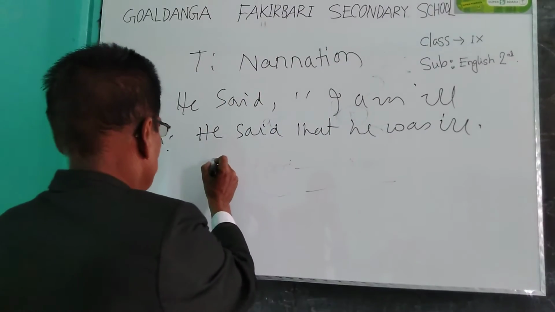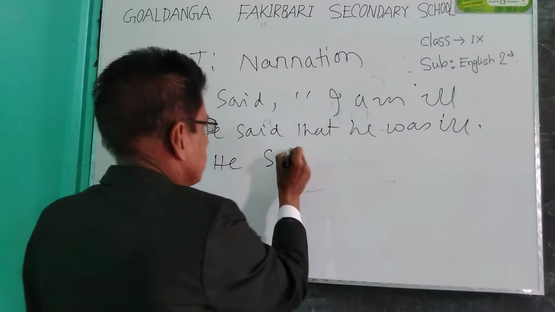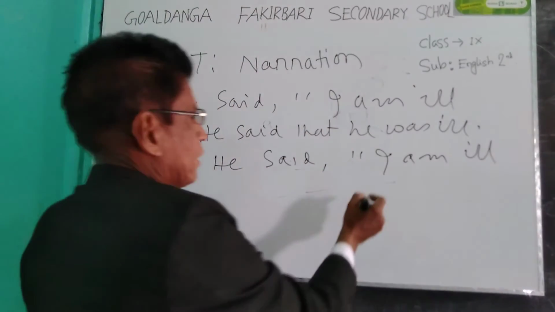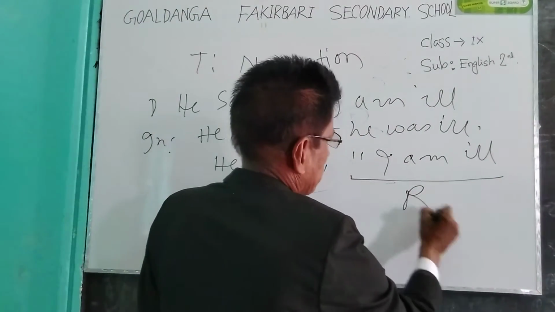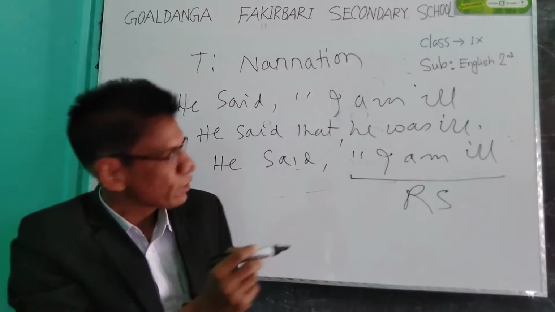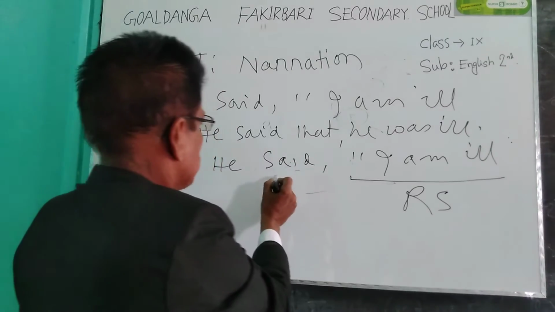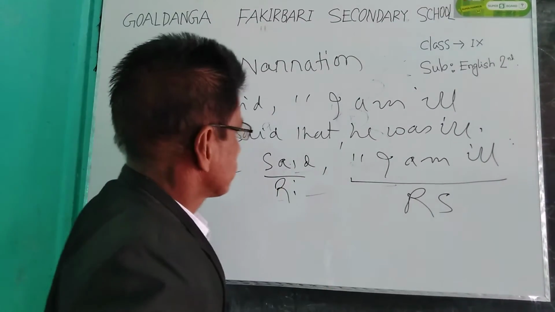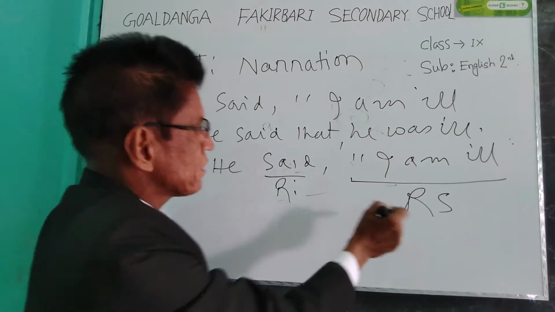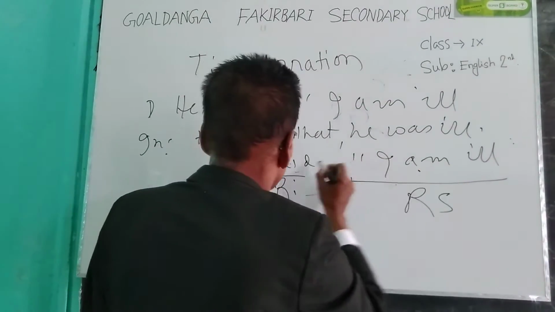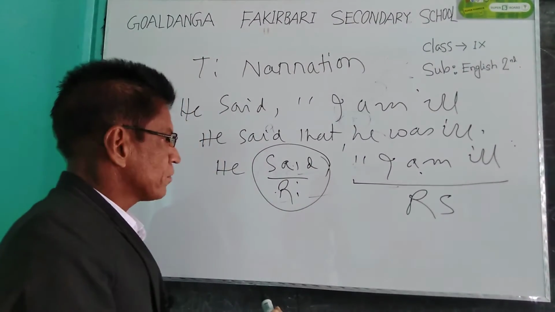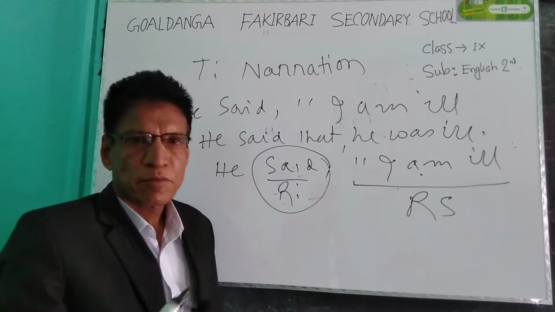Here is an example: He said, "I am ill." Here the speech portion, inside the inverted commas, is called reported speech, and said is the reporting verb here. The verb which expresses the speech of the speaker is called the reporting verb. Said is a reporting verb here. Understand? I think all of you understood my point.